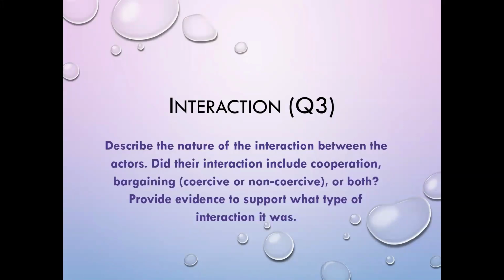All right, everyone. This is the video to explain Q3 of the current events questionnaire. Q3 is about the interaction. So the question is, describe the nature of the interaction between the actors. Did their interaction include cooperation, bargaining, whether coercive or non-coercive, or both? And then provide evidence to support what type of interaction it was.